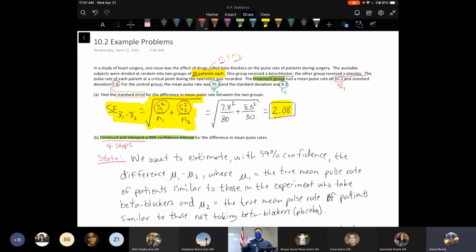So we'll take the 7.8 and the 8.3 and square them. That's the value in the numerator. There's no special calculation. We just have to square the value they gave us. All right, so then we get the square root of 7.8 squared divided by 30 plus 8.3 squared divided by 30. And ultimately we get 2.08 as the standard error. This is awesome. This is good news. We'll use this later when constructing a confidence interval, which is the next thing we're asked to do. We need that standard error. That's what we multiply by our critical value.